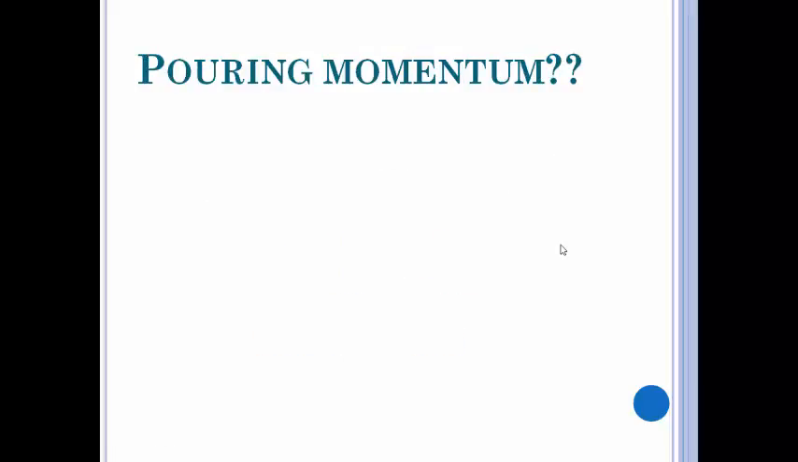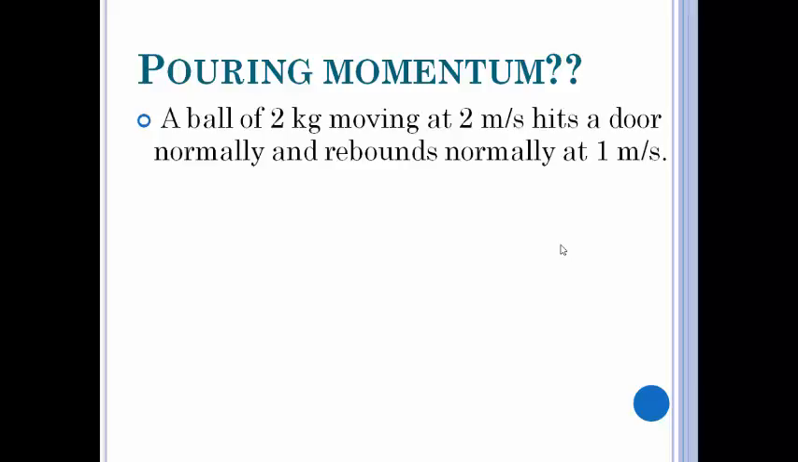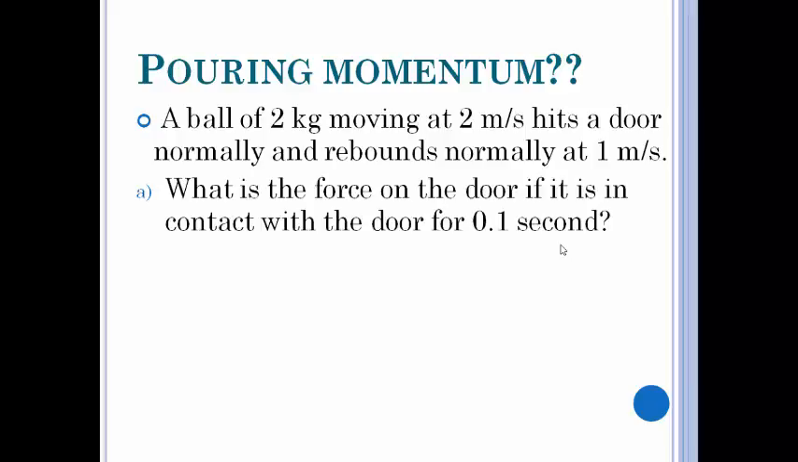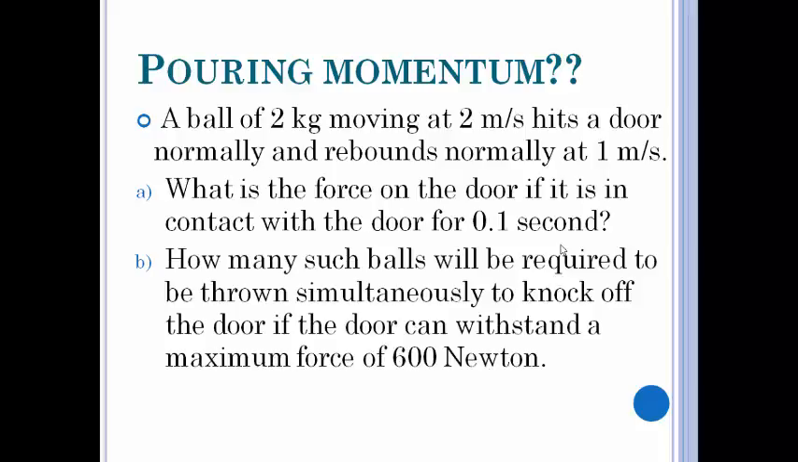Now, imparting momentum. What do you actually understand by imparting momentum? Let us take an example to understand that term. A ball of 2 kg moving at 2 meters per second hits a door normally and rebounds normally at 1 meter per second. What is the force on the door if it is in contact with the door for 0.1 second? How many such balls will be required to be thrown simultaneously to knock the door if the door can withstand a maximum force of 600 Newton?